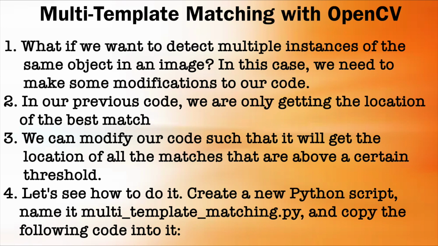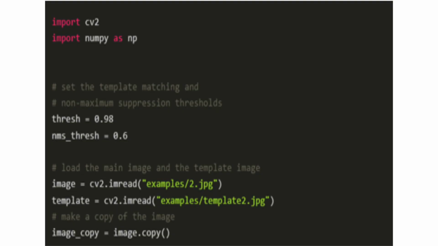Create a new Python script, name it multiple template matching.py. Multi-template matching means we are going to use multiple templates for comparing with the input image, and copy the following code into it. For finding multiple templates in your input image, again we have to perform the same process. We have to go with the left to right and top to bottom approach. We have to find the grayscale value 0 to 255, and we have to do the matrix multiplication here, and find the maximum matrix matching between the template and your input image.